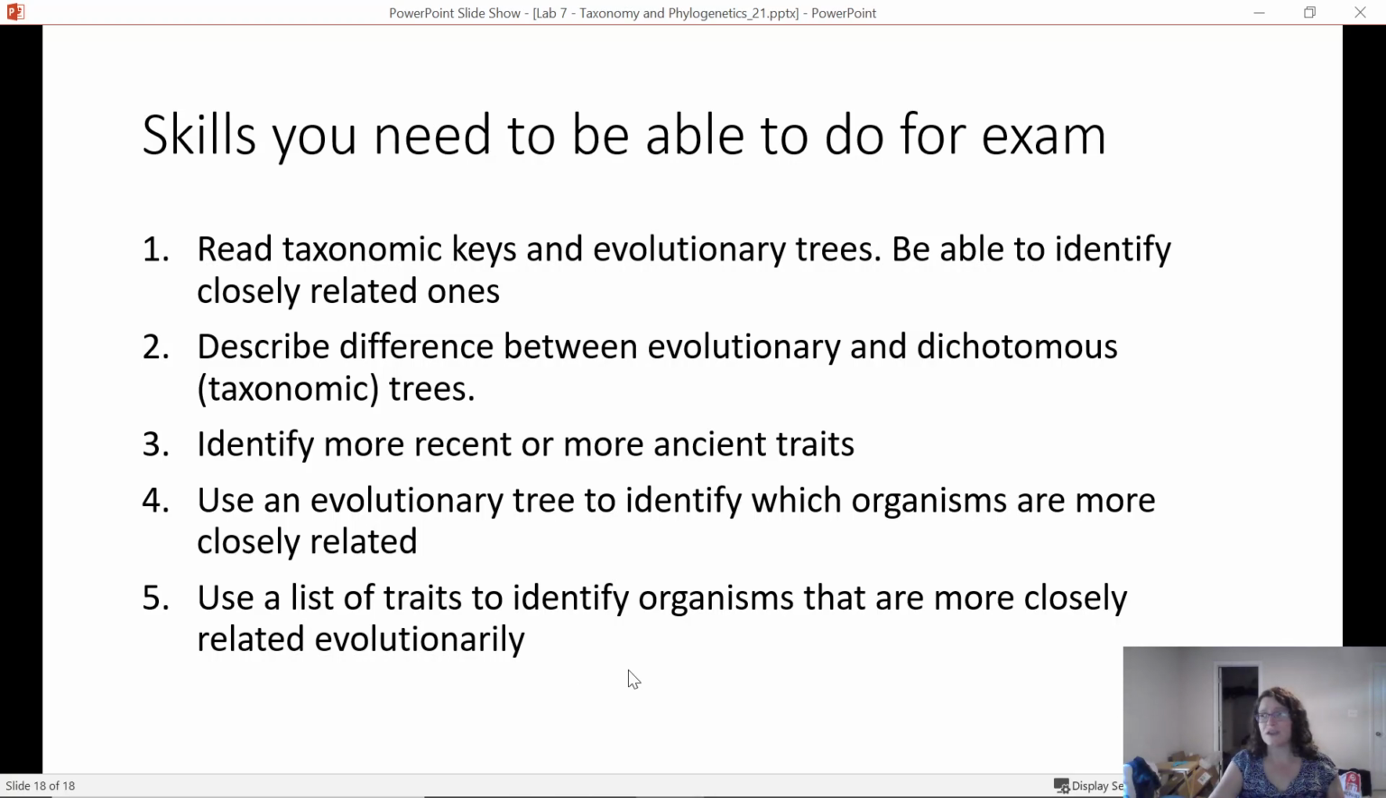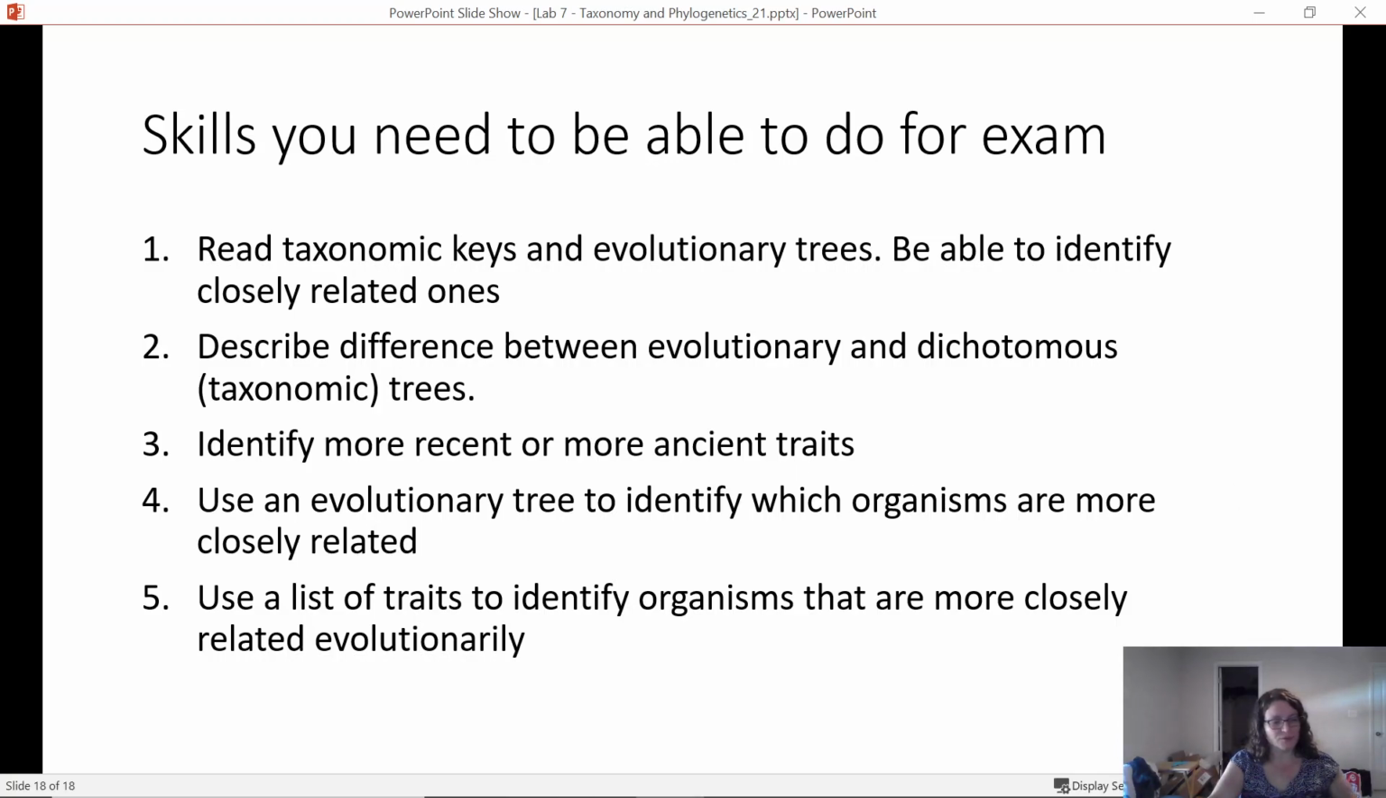The list of traits is going to start becoming more common, more understandable for you once you go through that. They're going to start putting up these tables of traits, tables of genetic pieces. Right, that's all I have. I hope everyone understands how to do this.